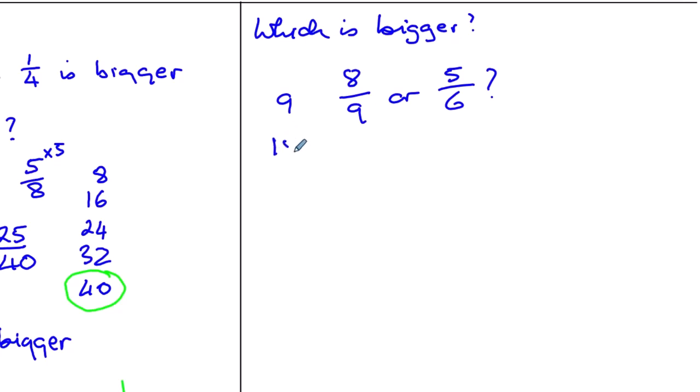Again, write down the 9 times table. So we get 9, 18, 27. Write down the 6 times table. We get 6, 12, 18. They have 18 in common. So the common denominator is 18.